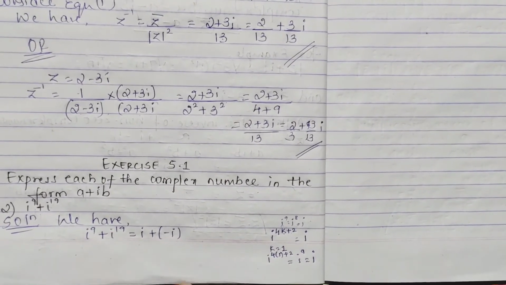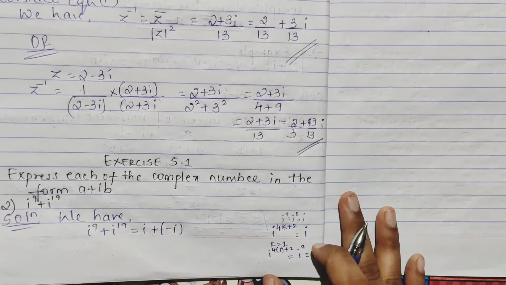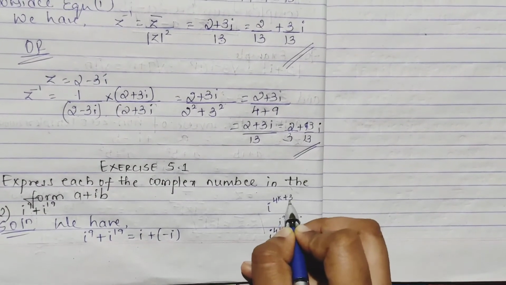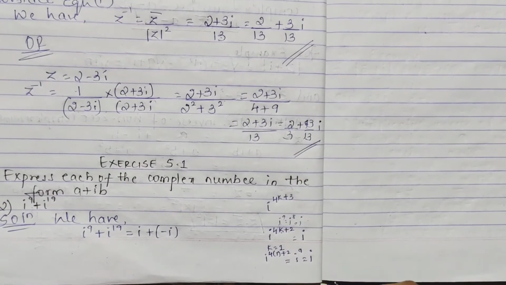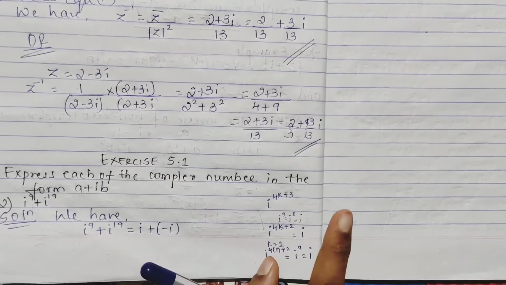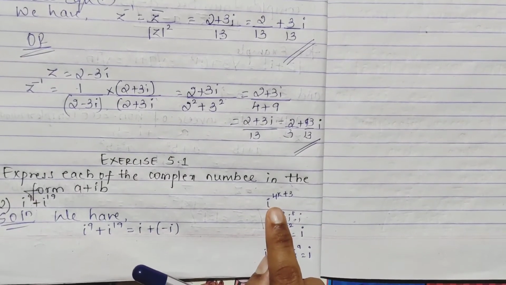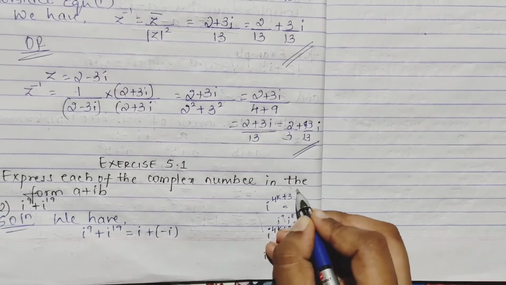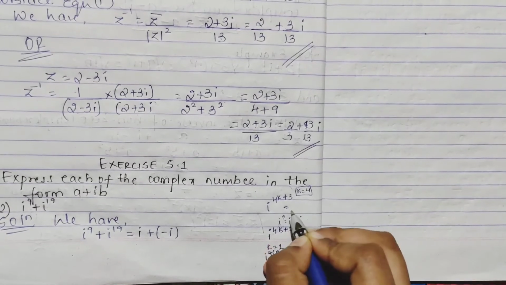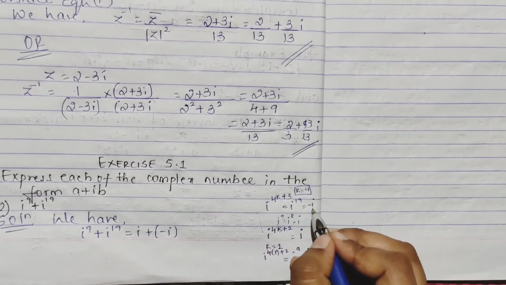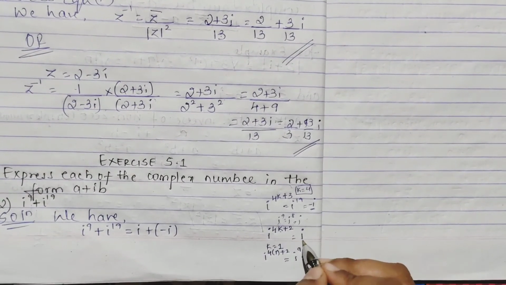In the same way, here 19, where shall I do? It is i raised to 4k plus 3. In place of k, you have to check: if you put 1, 4 plus 3, you don't get 19. Try with 2, 8 plus 3 is 11, no. Then comes 3, 12 plus 3 is 15, no. Then comes 4, 16 plus 3 is 19, yes. So here you should put k is equal to 4. When k is equal to 4, you get i raised to 19, and that is equal to minus i, because i raised to 4k plus 3 is always minus i, and 4k plus 2 is always i.